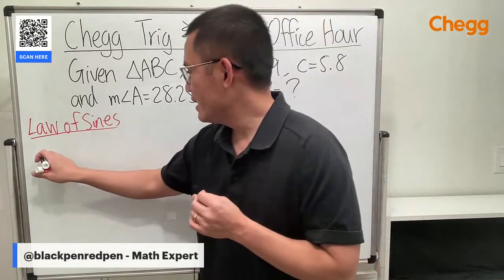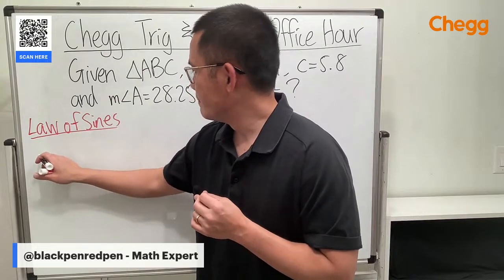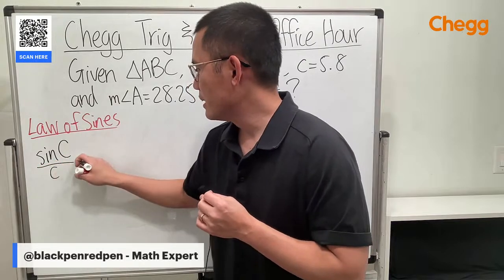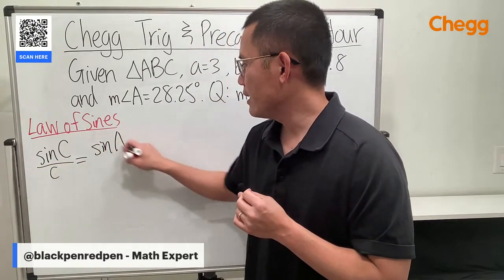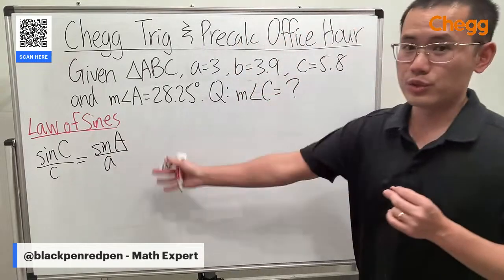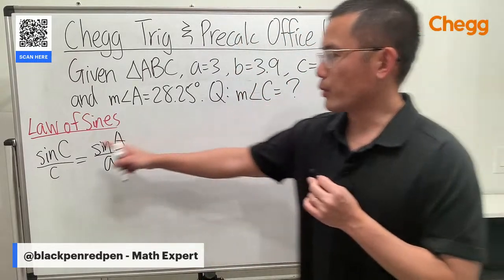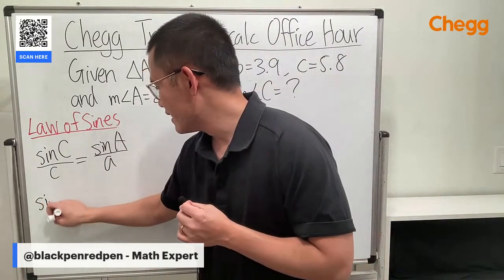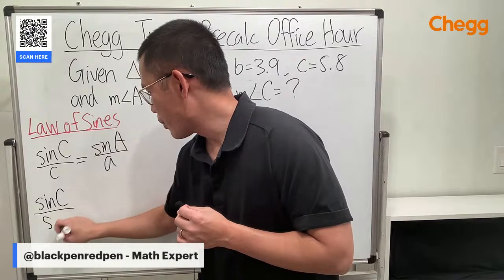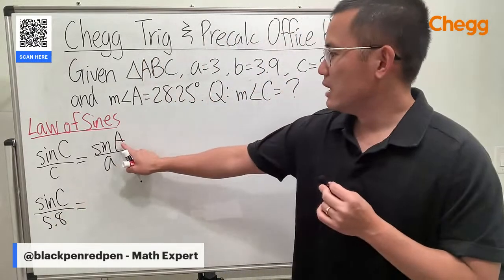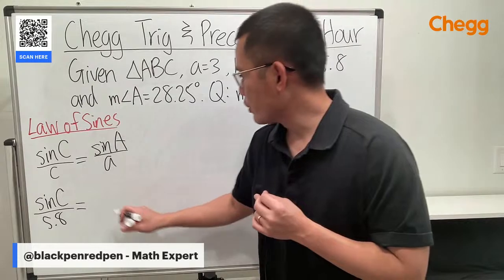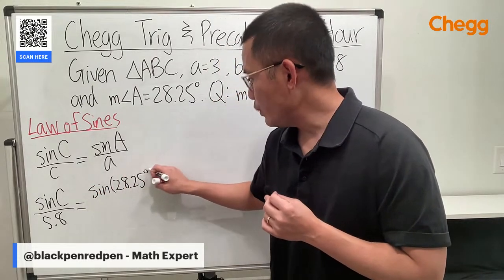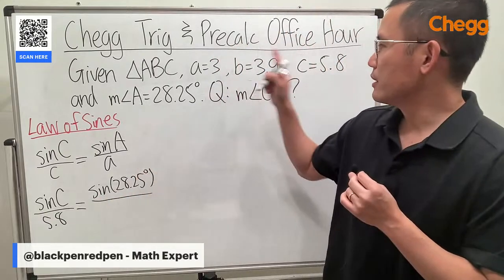Here we go. If you set it up like this: sine of capital C over little c is equal to sine of capital A over little a. And then just plug in the numbers. C, we don't know yet. Little c, we know is 5.8. So sine C over 5.8 equals sine of A, which is 28.25 degrees, over little a, which is 3.